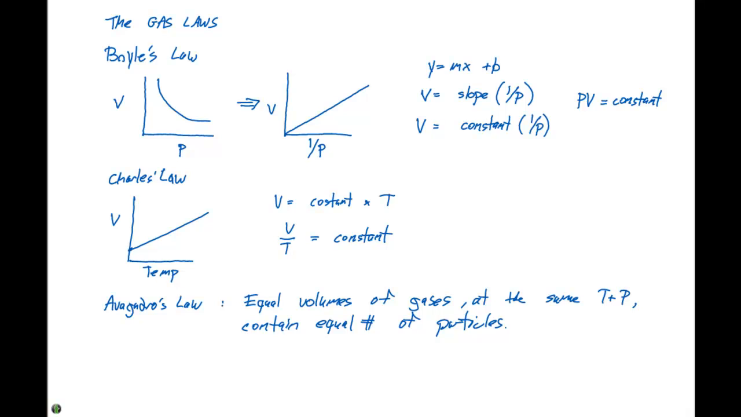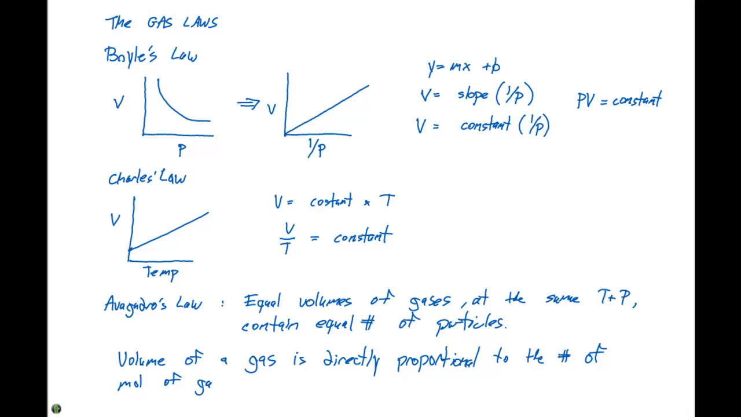What we can take from that, or how we can reword this, is we can say that the volume of a gas is directly proportional to the number of moles of gas. So we can say that volume is going to be equal to a constant times the number of moles, which we abbreviate with the small letter n.